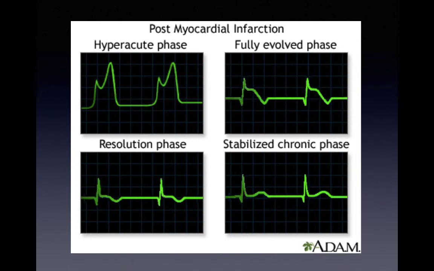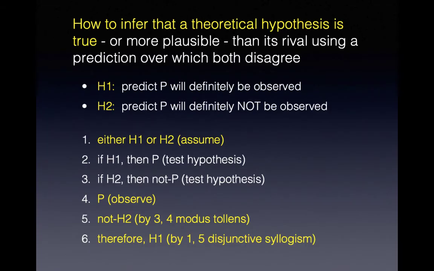The one towards the bottom, the stabilized chronic phase, is a normalized EKG. So these are the two predictions. Let's take top left, hyperacute phase image, versus bottom right, stabilized chronic phase. Hypothesis 1, he's had a heart attack, predicts we should see, when measured on the EKG, this hyperacute trace image. Hypothesis 2 predicts, no, we won't see that, we'll see a normal image. We won't see the hyperacute deflection on the trace.